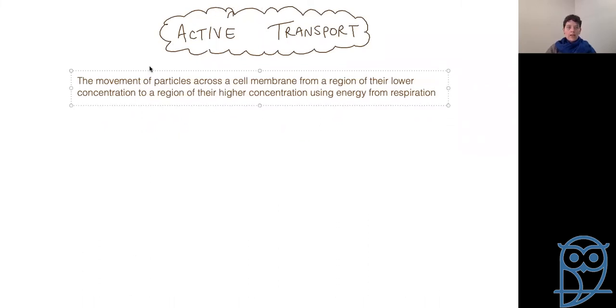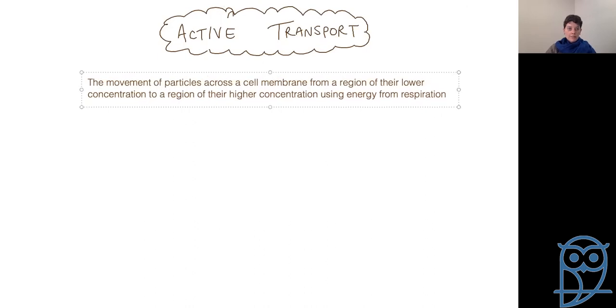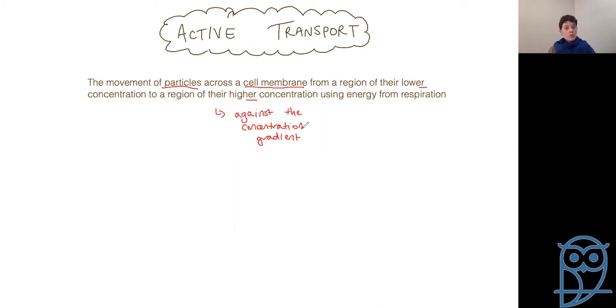So let's get some color going. Movement of particles, okay, we're back there. Across the cell membrane from a region of lower to higher. So we are going against the concentration gradient. Remember when we talked about diffusion, we said we're going down the concentration gradient. When we talked about osmosis, we talked about going down the water potential gradient. Here we're going against it, okay? And we are using energy from respiration. This is an active process.